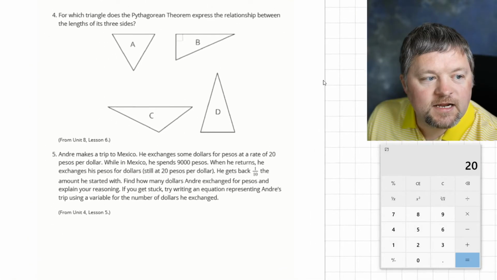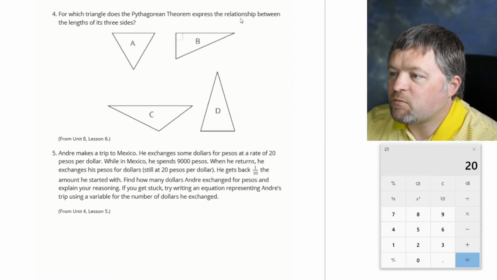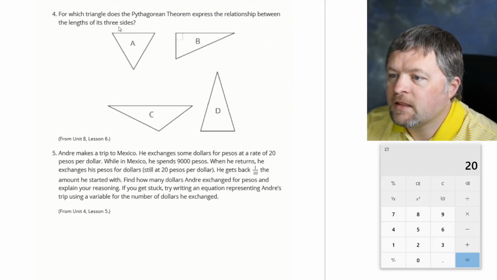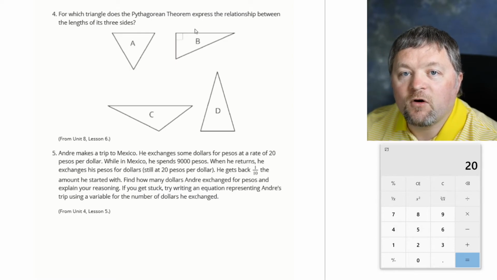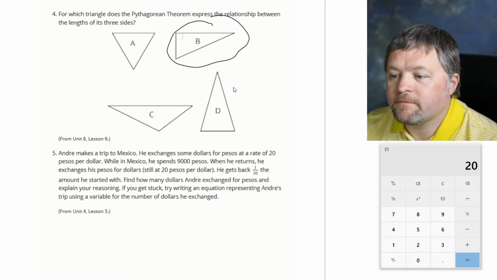Okay, what's next? For each triangle, does the Pythagorean theorem express the relationship between the lengths and its three sides? Well, the Pythagorean theorem only applies to a right triangle, and only one of these is a right triangle, so it applies to B.